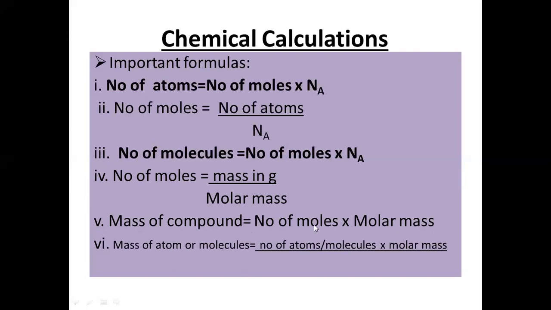If in a question number of atoms or number of molecules are given and ask about to find out the mass of atoms or molecule, then you have to use the formula mass of atoms or molecules equal to number of atoms or molecules into molar mass divided by Avogadro's number. So dear students, these are the 6 important formulas to solve most of the examples and the numerical problems of the exercise. Let's do some of the important questions.